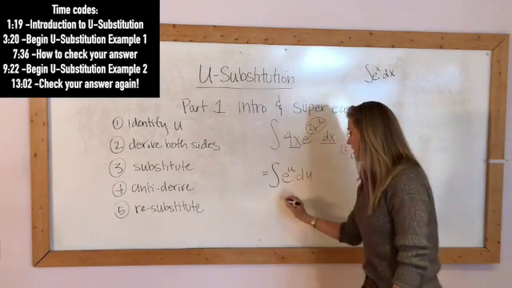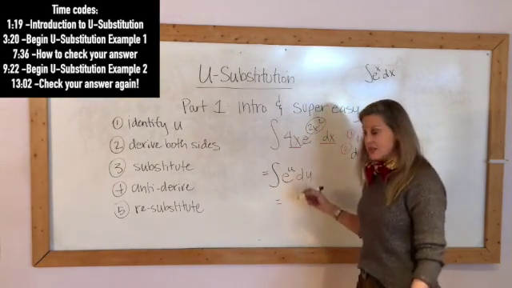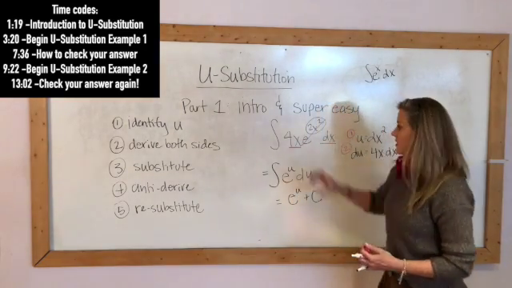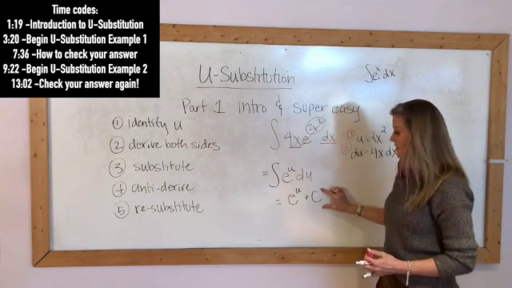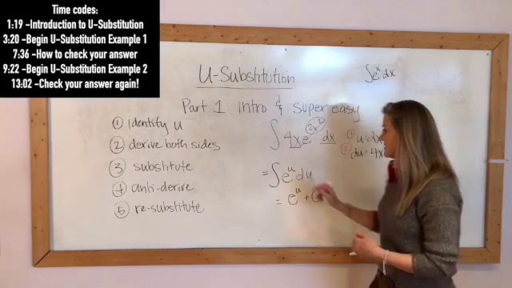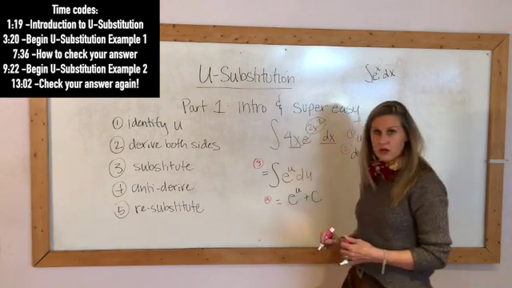Step 4 says I'm going to antiderive it. Well, the antiderivative of e to the u is e to the u. And our integral is naked. It doesn't have any numbers on the top and the bottom. So we have to give it a constant. We're back to adding c to it. This is my step 3. This is my step 4.